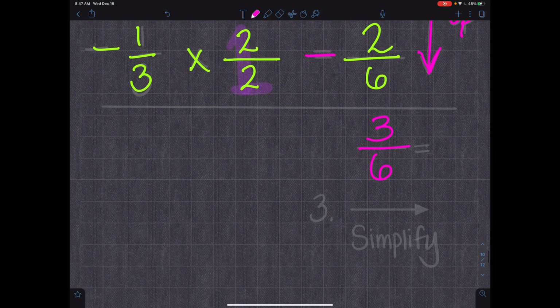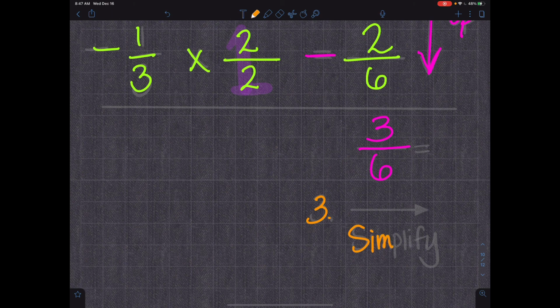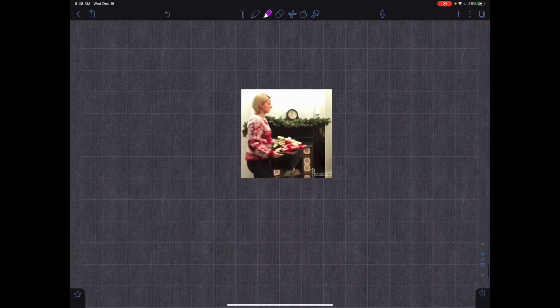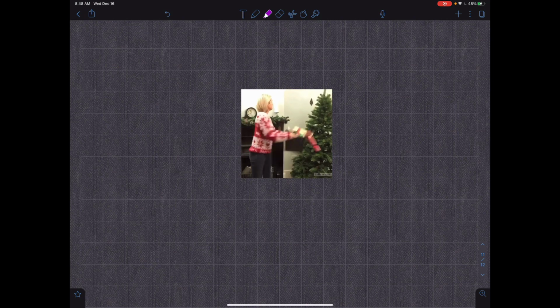And now we are almost done with our 3 easy steps. And the last step is going to be step 3, S, for simplify. So let's simplify by changing it to a reduced fraction. It looks like we just need to reduce it this time. 3 out of 6 is going to be 1 out of 2. Easy peasy. And we have done it once again. 3 easy steps. Woohoo!